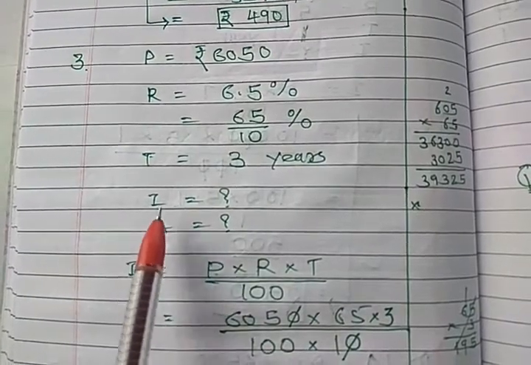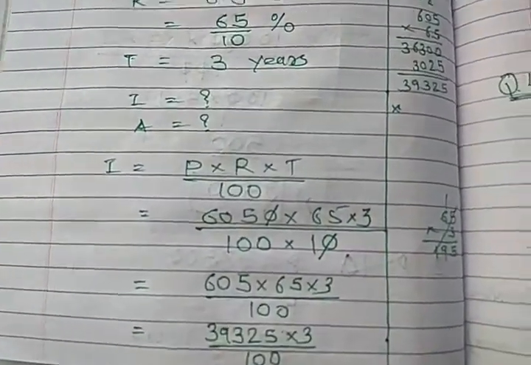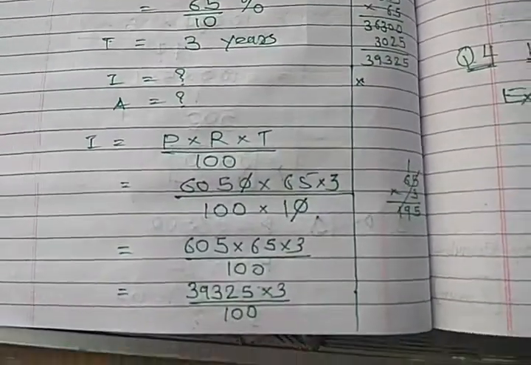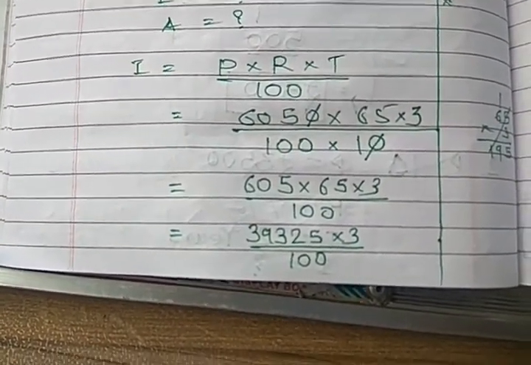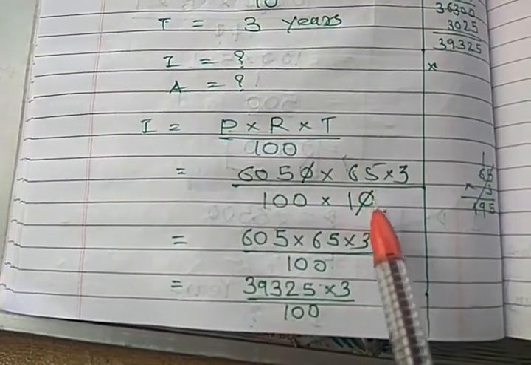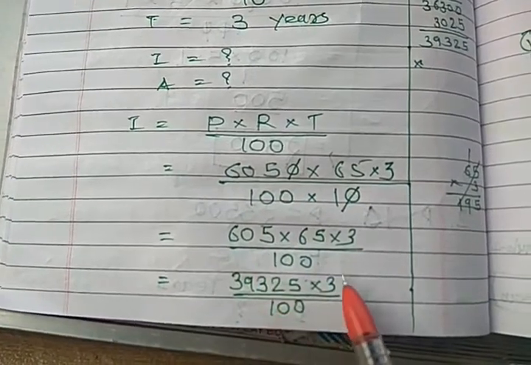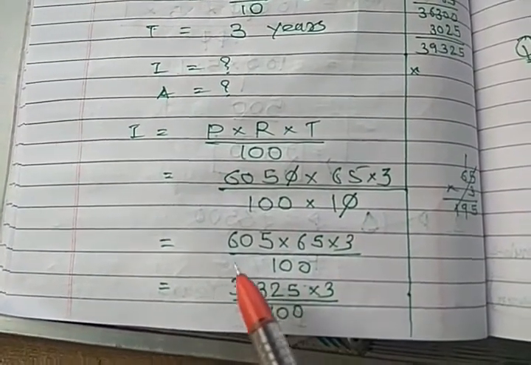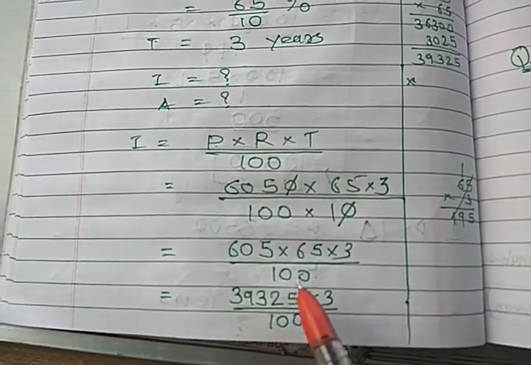Here you have to find out interest as well as amount. You read that problem, okay? Then you see here, I equal to PRT upon 100. I put the value. This is P value. This is 6050 into 65 upon 100, then 3 and 100. Here the zeros are cancelled. So now the downside 100, whatever is there, don't touch it, don't cancel it.